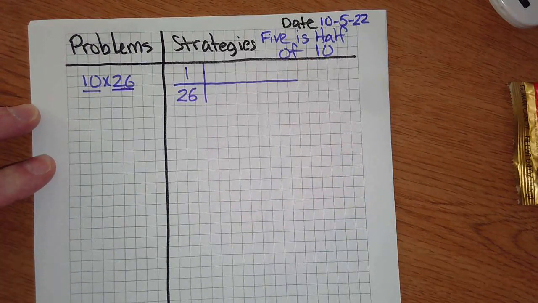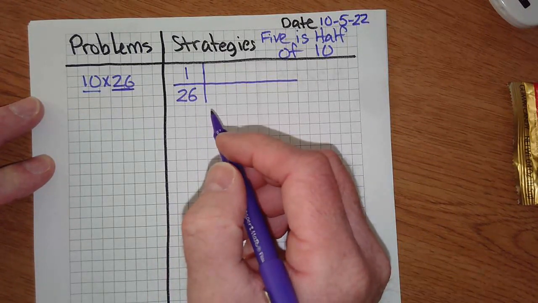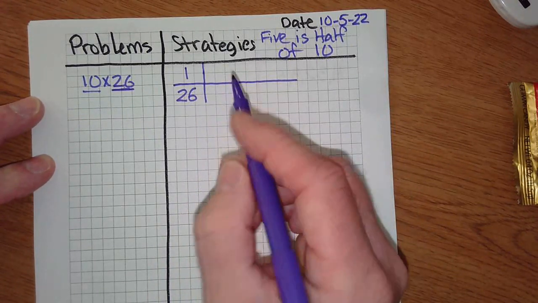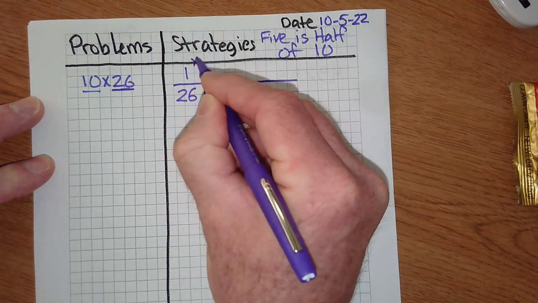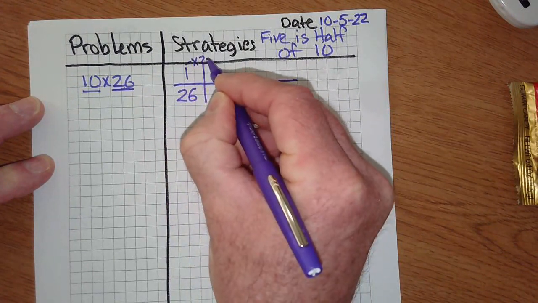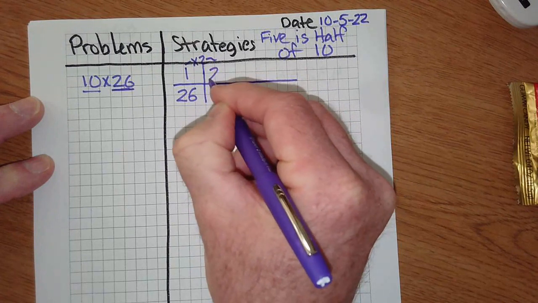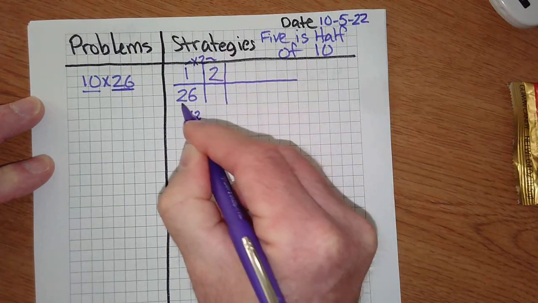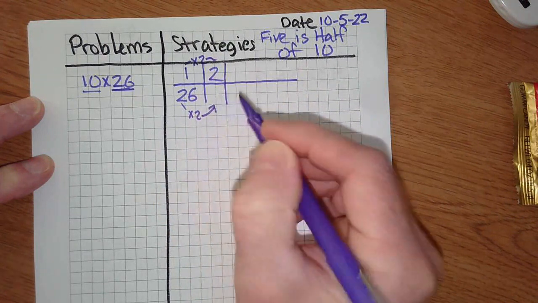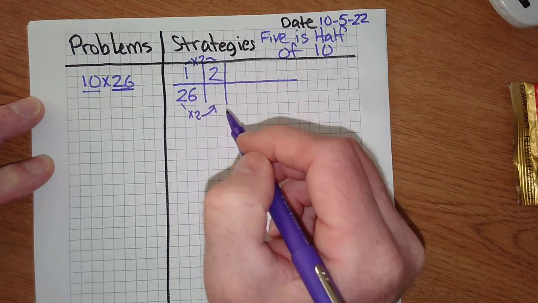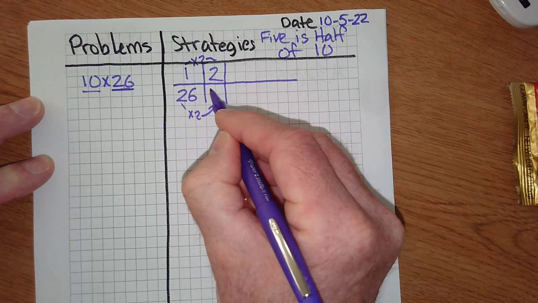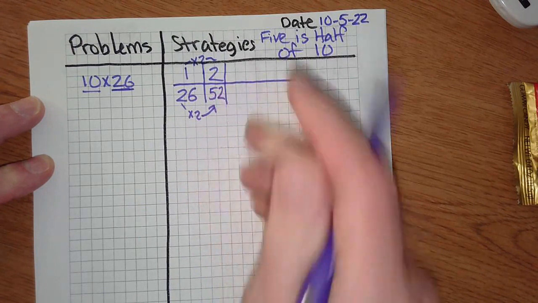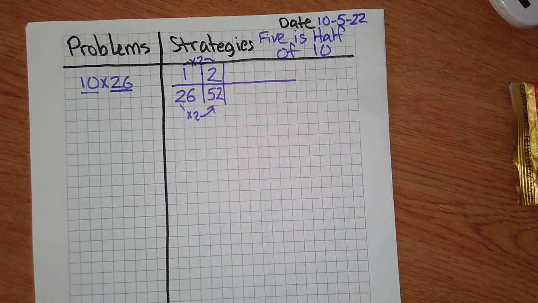Since we know 1, what would be a good thing to do now? If we're trying to get to 10, what? I like 2. So let's draw what we need. Doubling symbol times 2, and we get 2. And down below, times 2, 26 times 2 is what? Anybody? Trevor. 52. Very good.